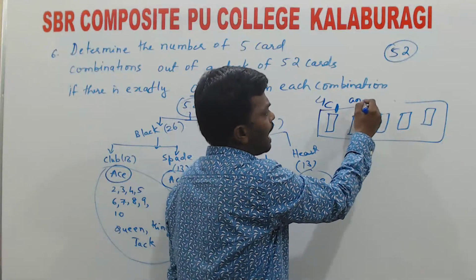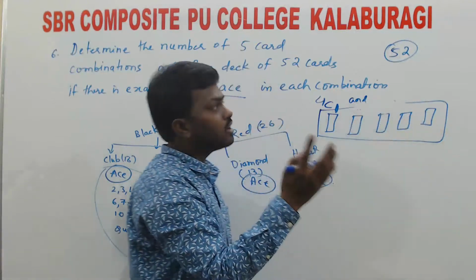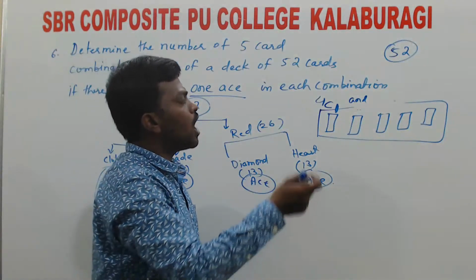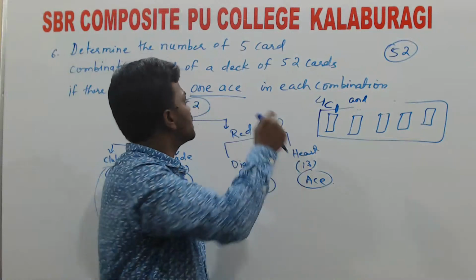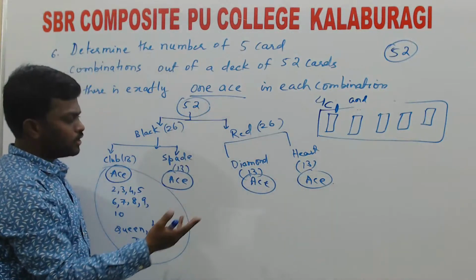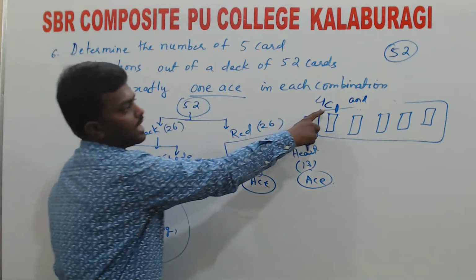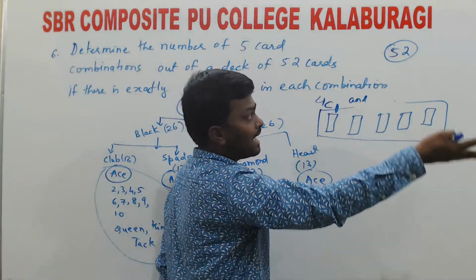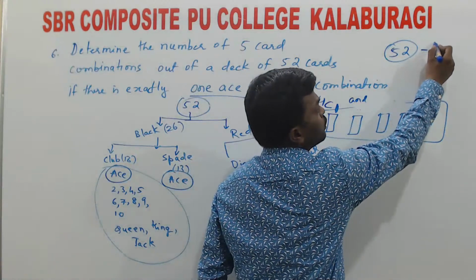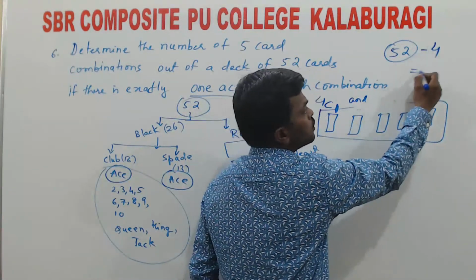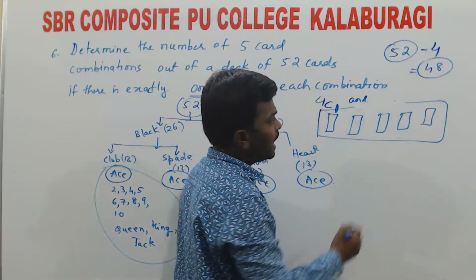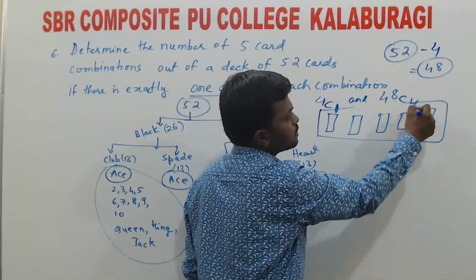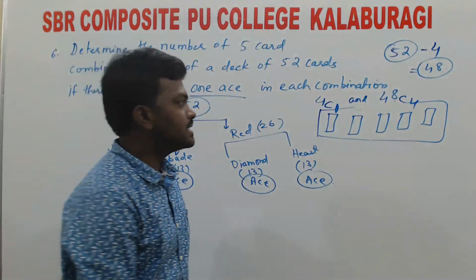And I have to fill the remaining also because it is a combination of 5 cards. Among that, one card has to be compulsorily an ace. So there are 4 aces taken one at a time, and the remaining 4 you have to fill with cards other than ace. In 52, how many aces are there? 4 aces. So how many cards are we left with? 48, and those have to be filled among 4 places.